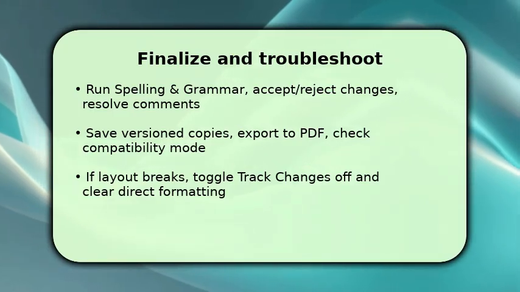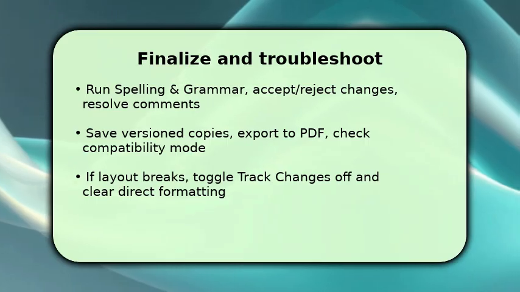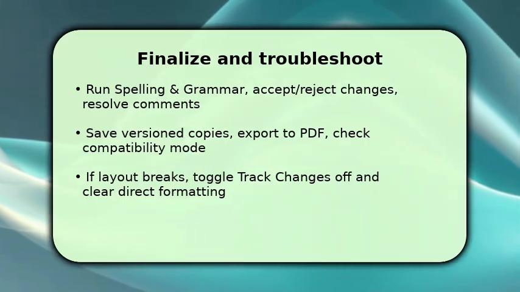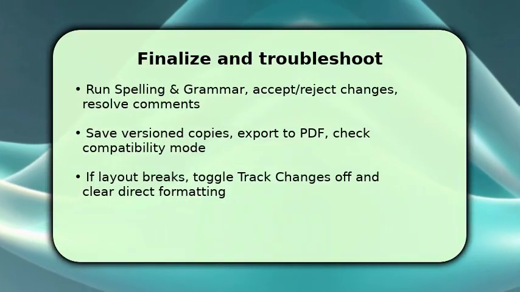If things go wrong, like inconsistent spacing or broken layout, turn off track changes, clear direct formatting on affected paragraphs, and reapply styles to restore predictable formatting quickly.